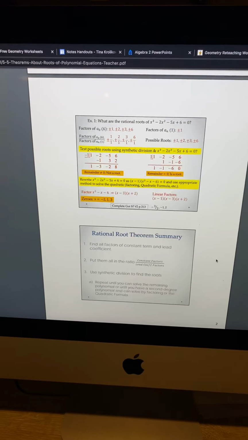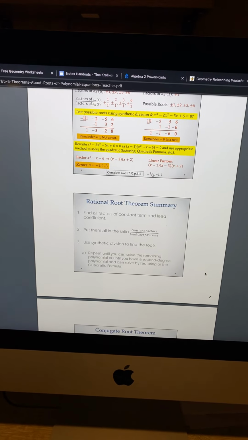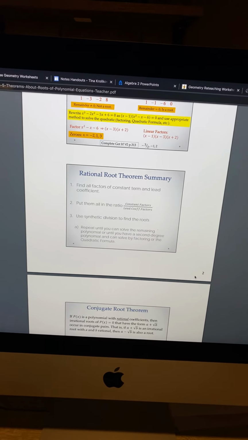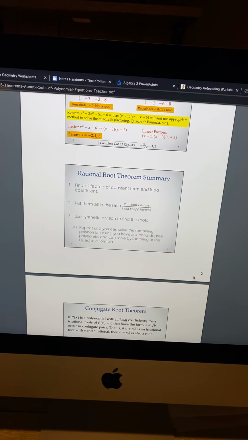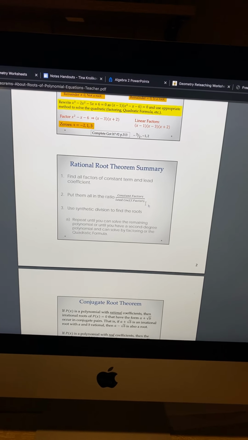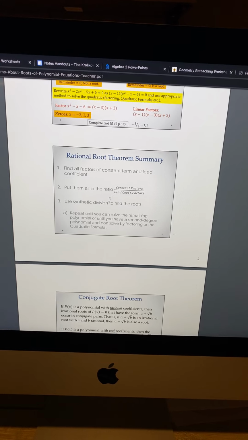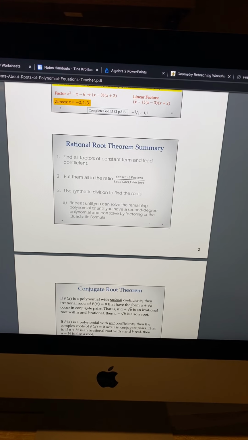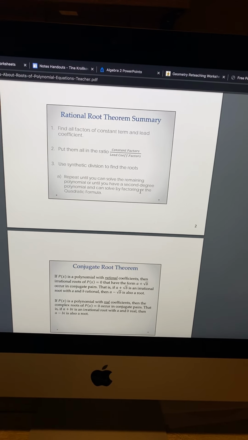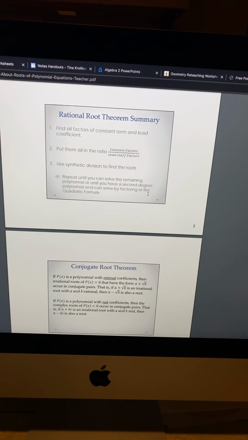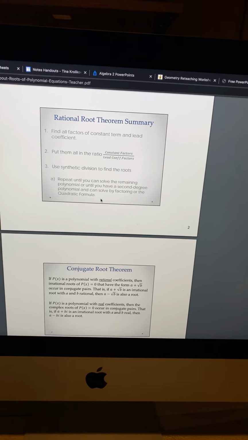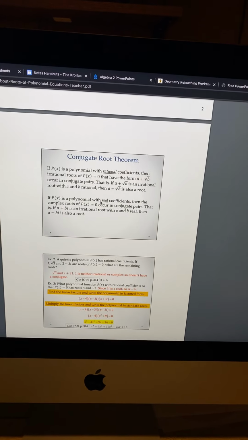All right, so again, the rational root theorem summary. Find all the factors of the constant term and lead coefficient. Put them all in a rational. So this is important. Use synthetic division to find the roots. Repeat until you can solve the remaining polynomial, or until you have a second degree polynomial and can solve by factoring or the quadratic formula. So it's back, once again, the quadratic formula.